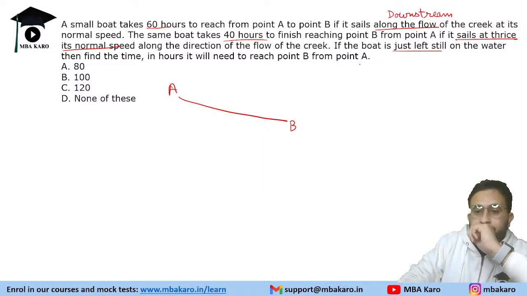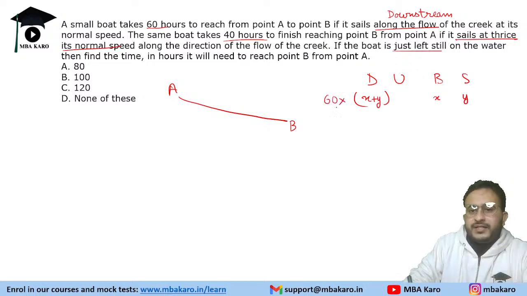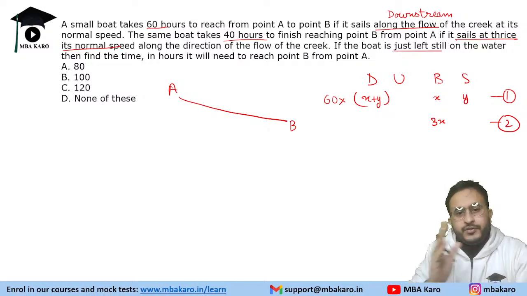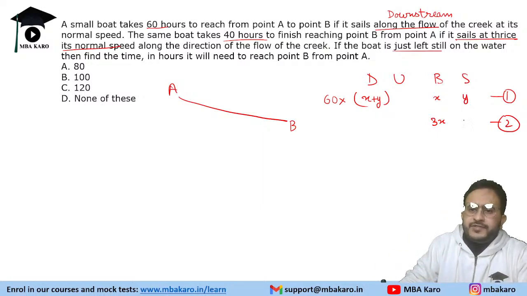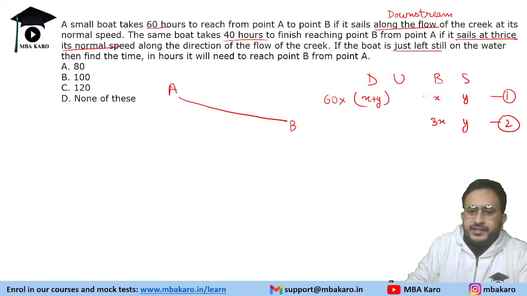Okay, so we have this thing, DUBS, I mean, I use this acronym. Let us say the speed of the boat is x and the speed of the stream is y. So downstream speed is x plus y. In this case, how much time is it taking? It is taking 60 hours in the first case. In the second case, the boat is making thrice its speed, so the speed of the boat becomes 3x. Speed of the stream will remain the same, as any boat तेज चलने लगी तो पानी भी तेज हो जाएगा. It will be at its normal speed.